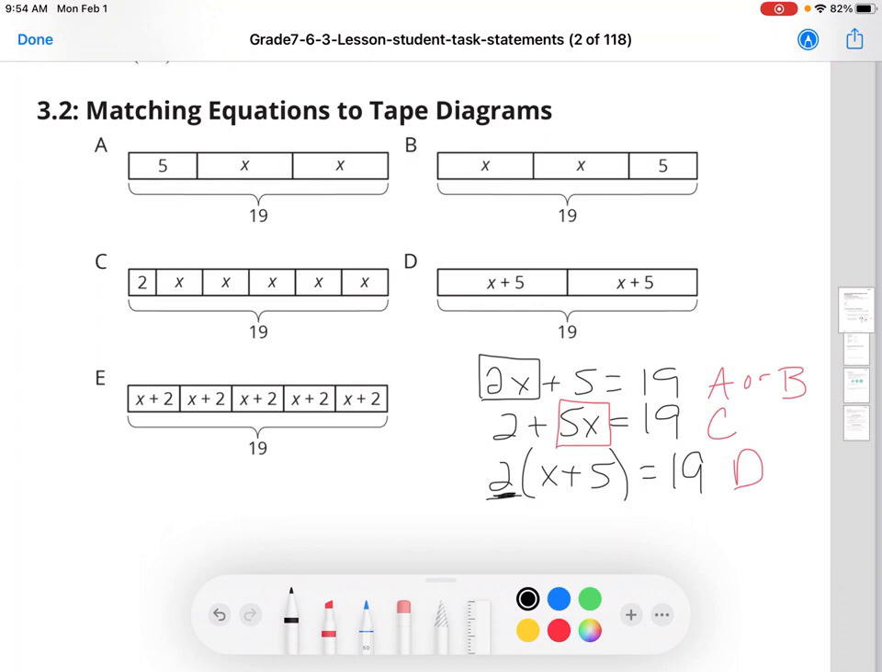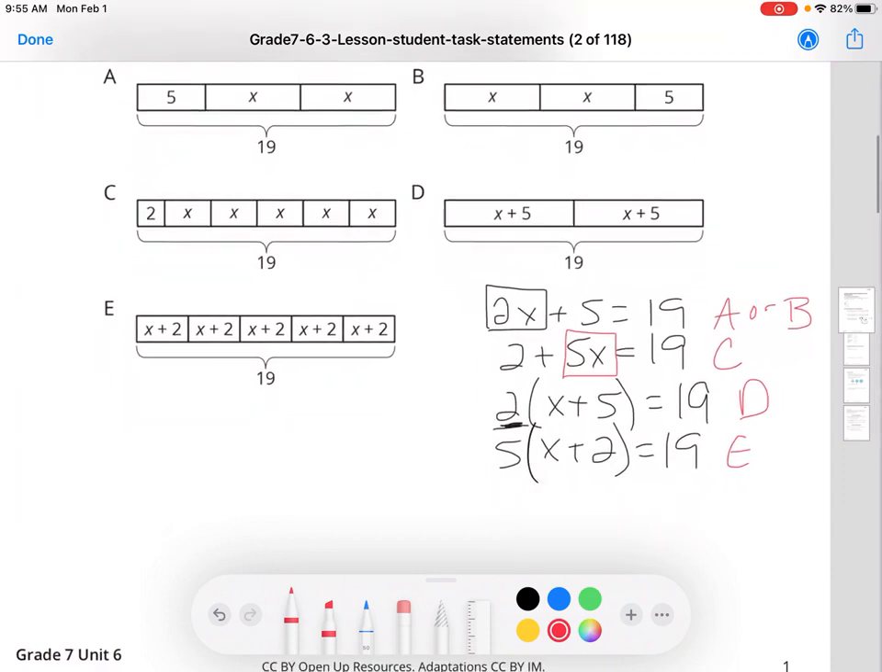Okay, next is 5 times x plus 2 equals 19. Again, we have 5 groups of x plus 2, so that would be diagram E.